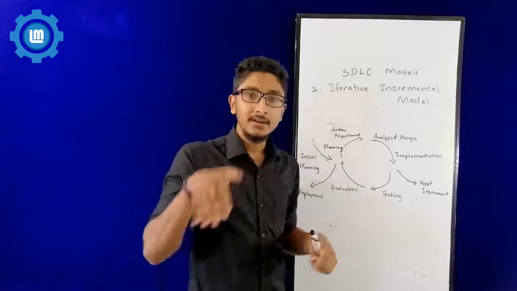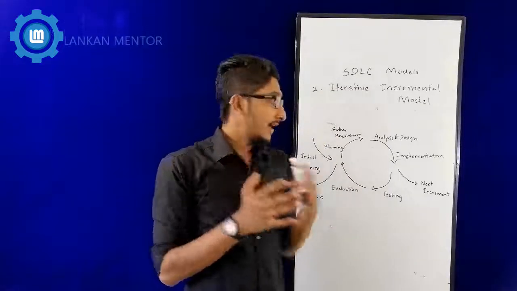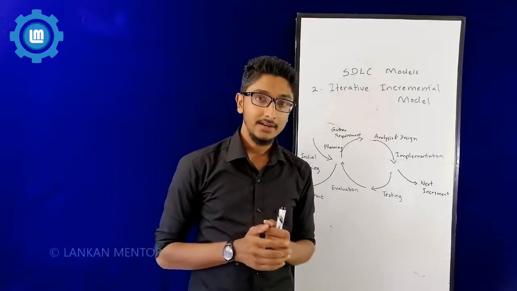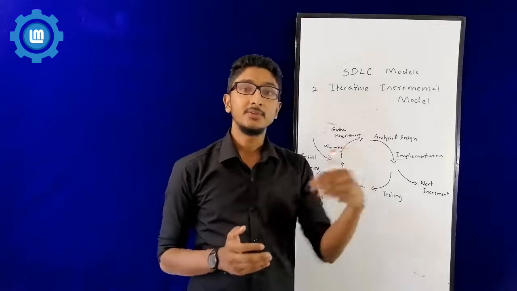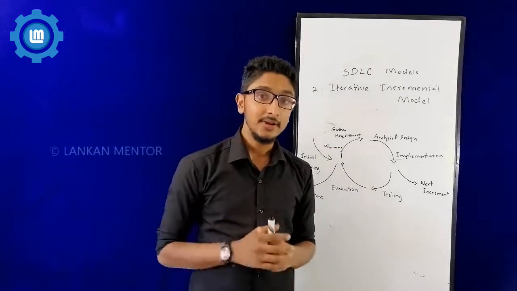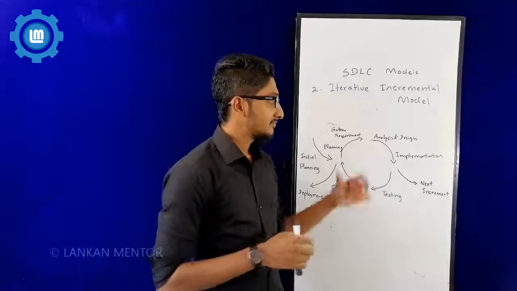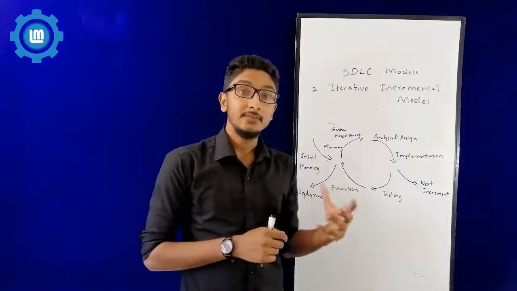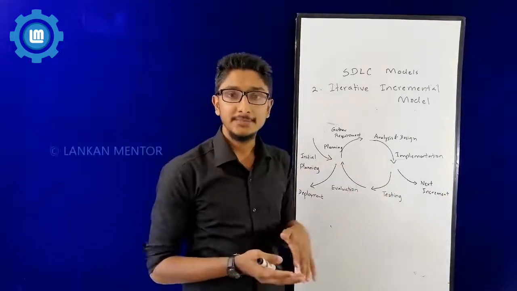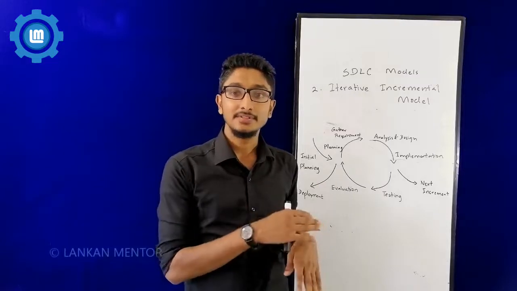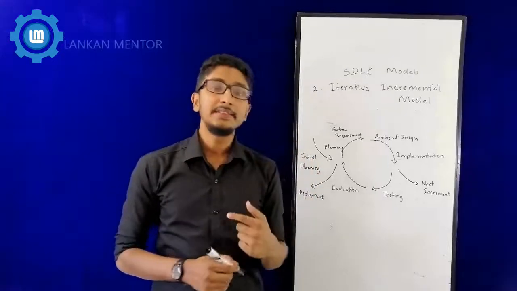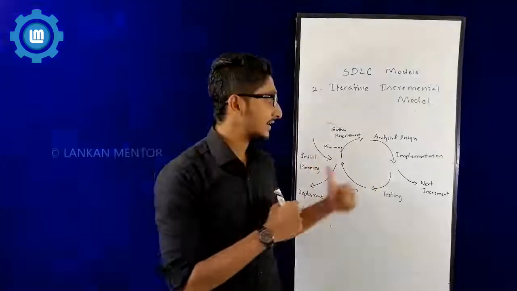So it keeps on coming like that. As each small component is done at a time, there is a possibility of adding new components, new requirements. You can add new requirements. So the problem in the waterfall model is solved here. In the waterfall model, once we go to the next step, we can't add new requirements, but here we can add new requirements.